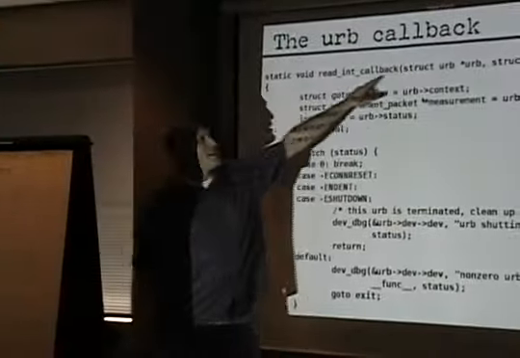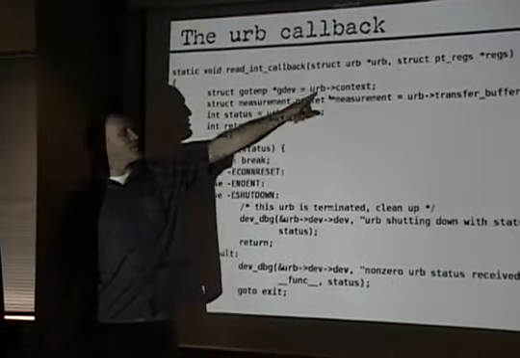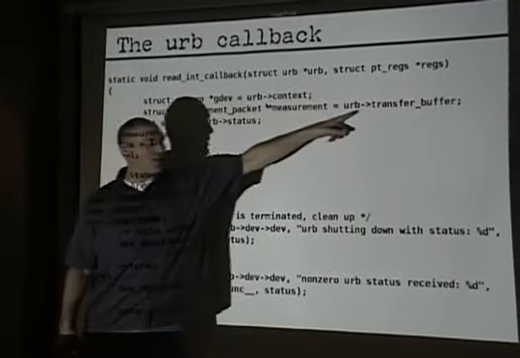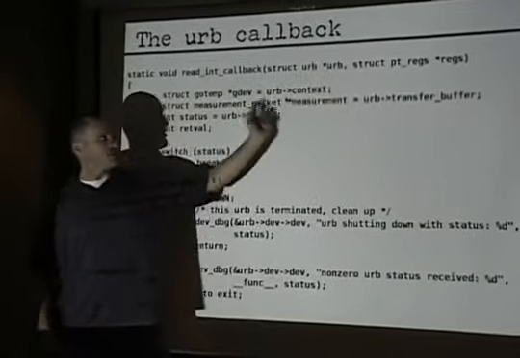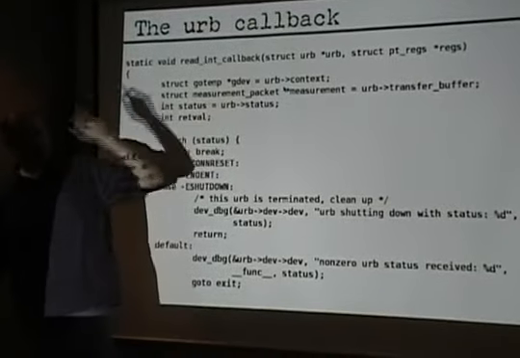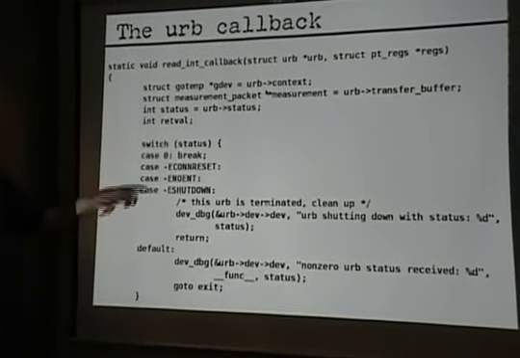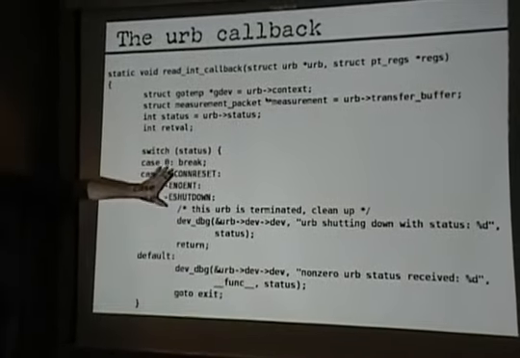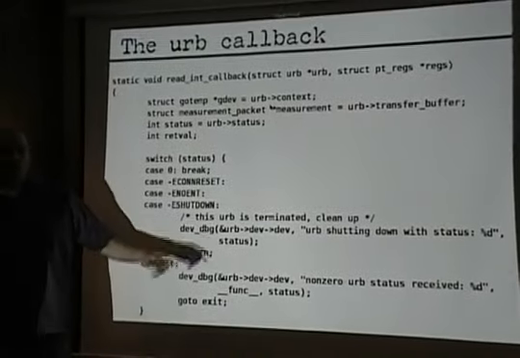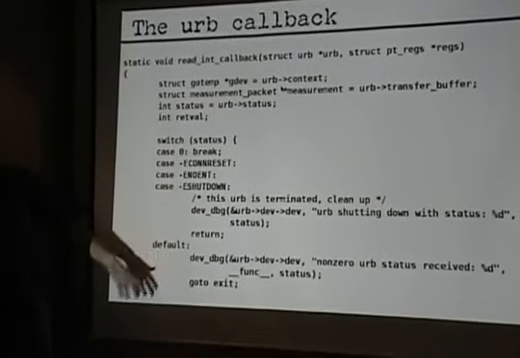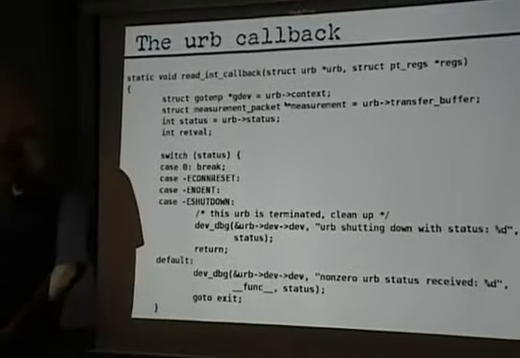So, you pass a URB. In the URB is a context structure. We pass it back, and we know it's going to be our gotemp device. Our transfer buffer is our measurements. We just cast it to our measurement structure. Our status we get out of the URB. We switch on the status. We know what would happen if it was a 0: everything was good. These different errors happen when it's being terminated, so shut down and clean up. If a default happened, if it isn't one of those, we don't know what happened, and we error out.